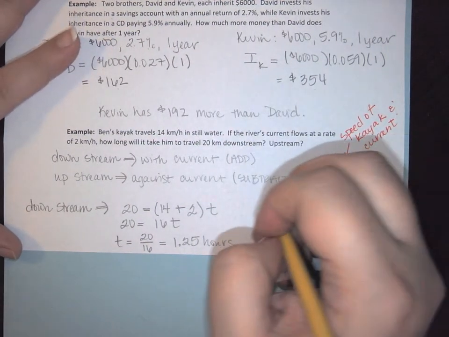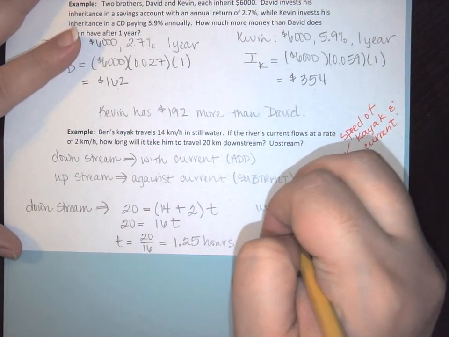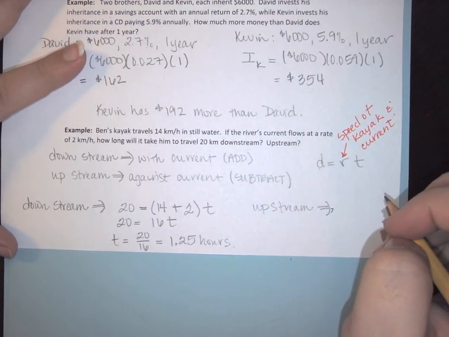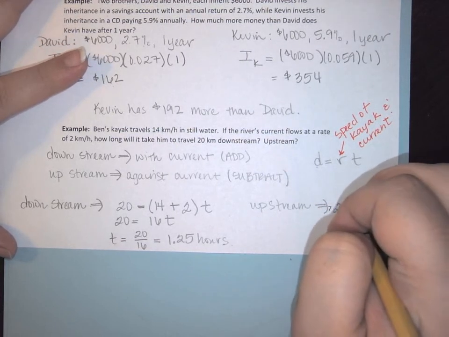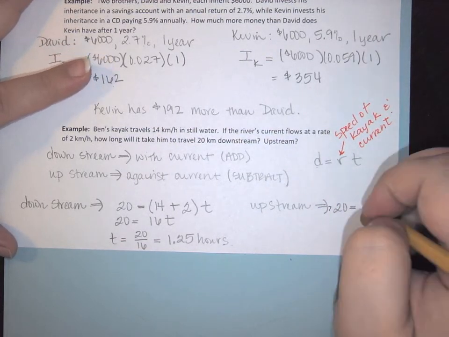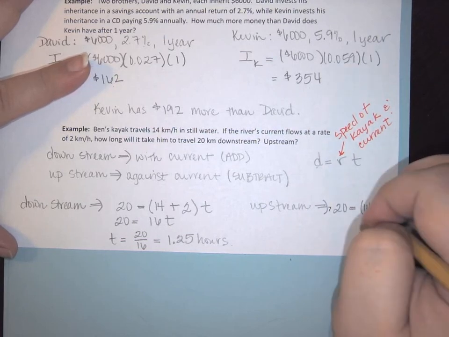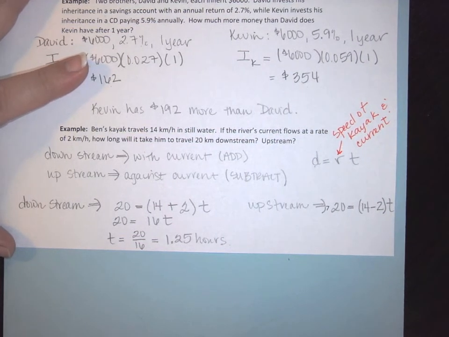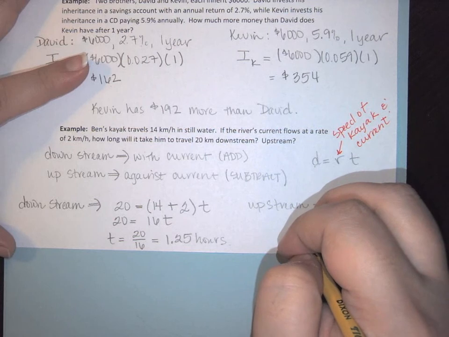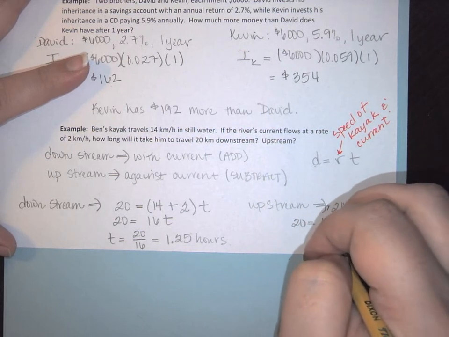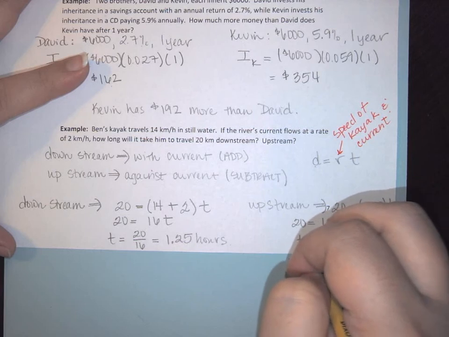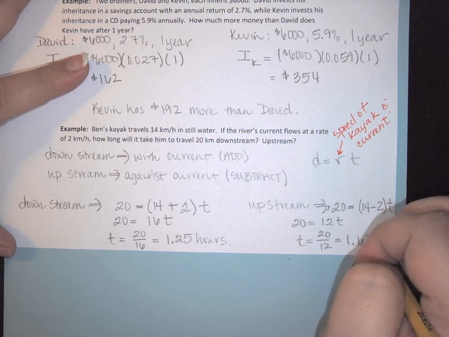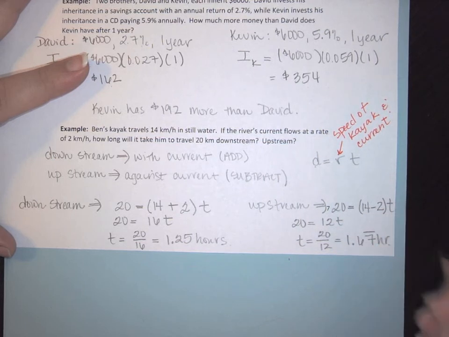Now we have to do the same idea for upstream. When we're looking at upstream, we set up that we still have the same 20, but this time we're going to subtract. So we've got the 14 for your kayak minus the 2, because now we are fighting the current. Well, 14 minus 2 is 12. So here we have 20 equals 12t. So t is going to be 20 over 12, which is 1.67 hours.